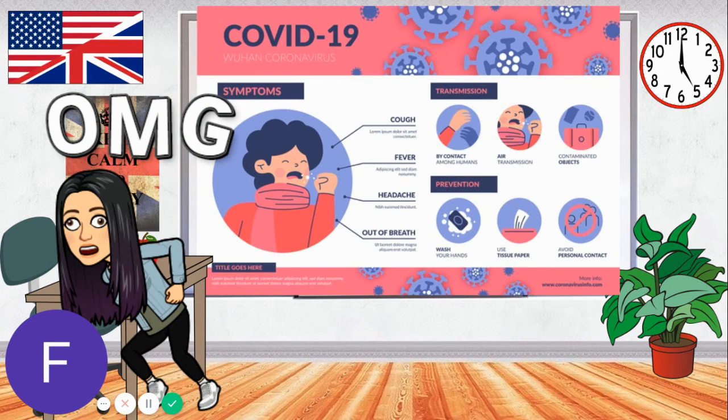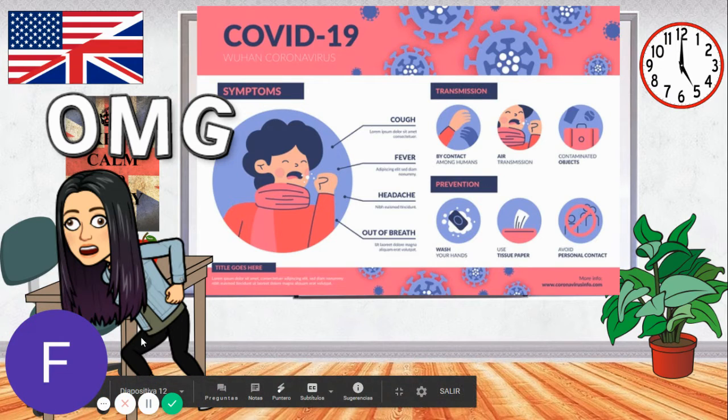But let's check this. It says COVID-19, Wuhan coronavirus, the symptoms, the transmission, the prevention, right? Wash your hands, use tissue paper, avoid personal contact. We all know about this, right? So this is an infographic about coronavirus. And here I am very sick.